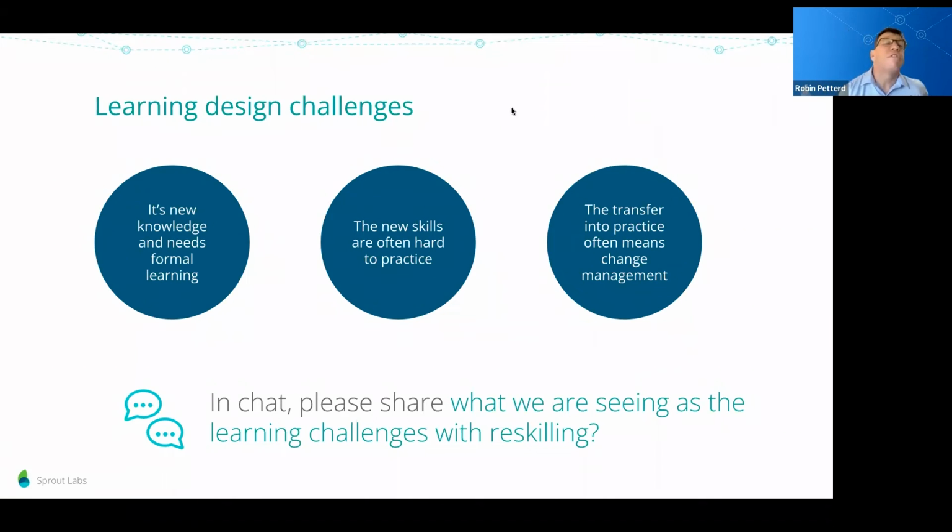Learning design challenges. This is where I actually am going to. I'm interested to hear what your thoughts on upskilling actually are in terms of learning design challenges. These three things are actually the things that we're seeing around the learning design challenges. For someone who's incredibly passionate about learning by working, in informal learning, this is one of those times when I actually think formal learning is actually needed as well.